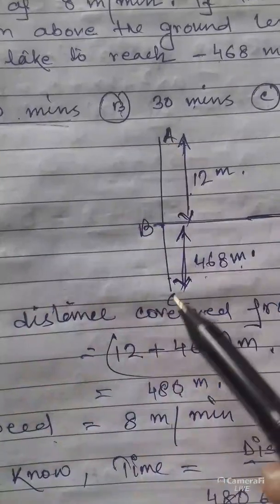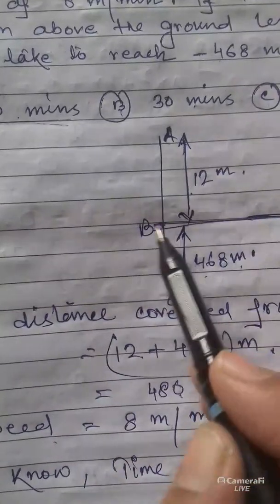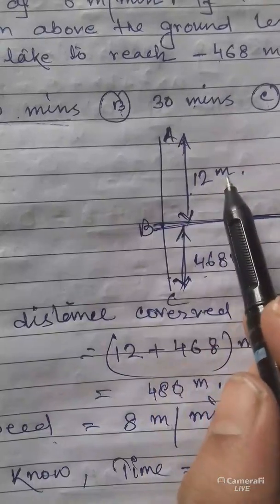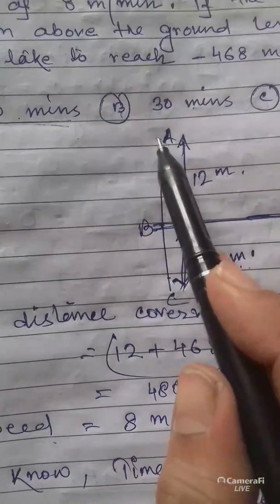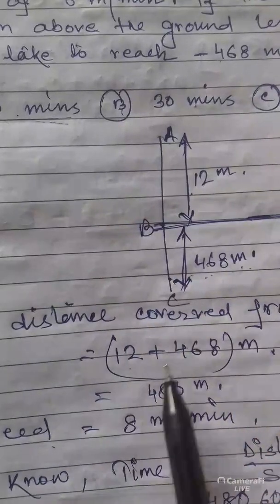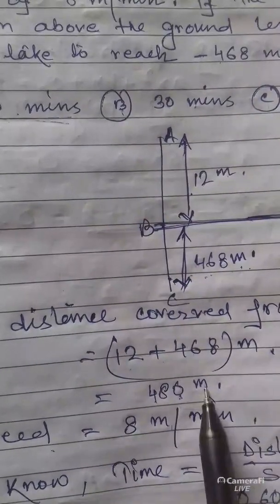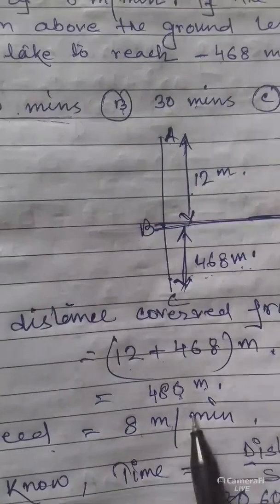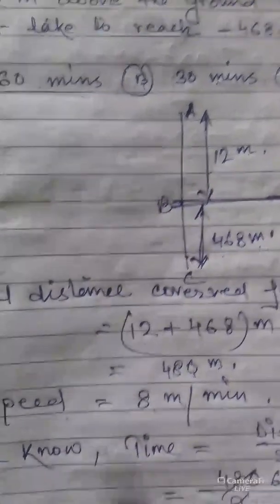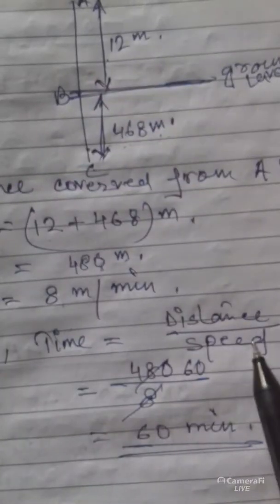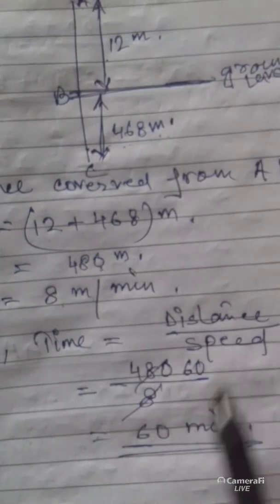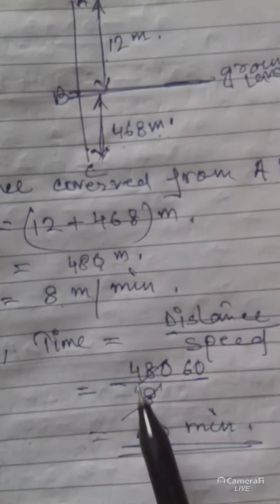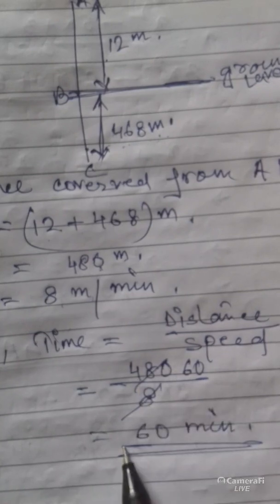See here, A and C, B is the ground level. Above the ground level the distance is 12 meters, below the ground level the distance is 468 meters. So from A to C the total distance is 12 plus 468, which is 480 meters, and the speed is 8 meters per minute. We know time equals distance by speed, so 480 by 8 means 60 minutes.